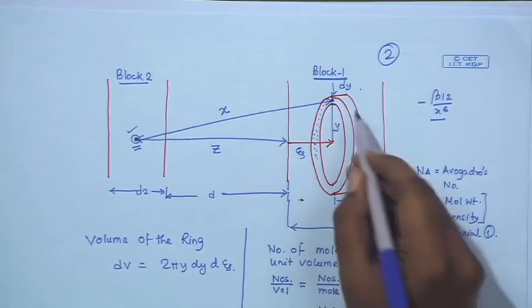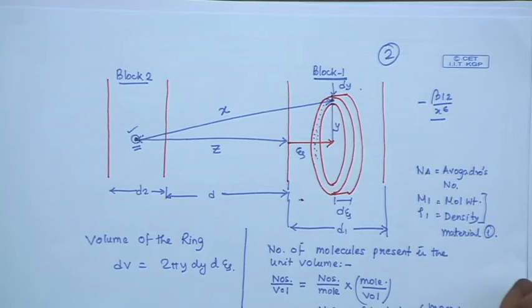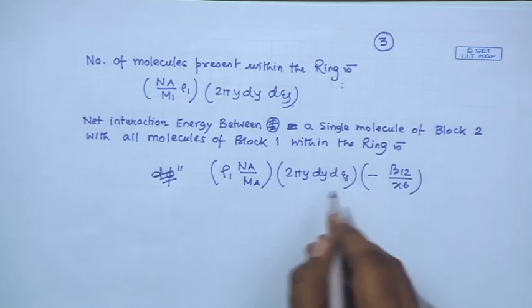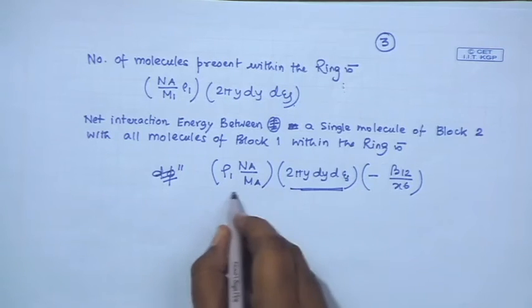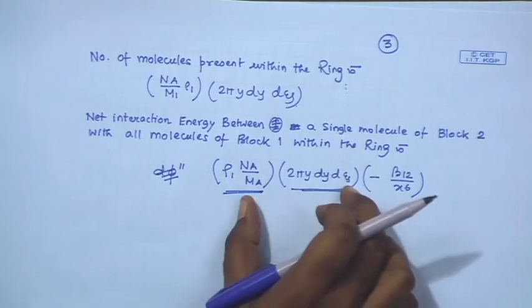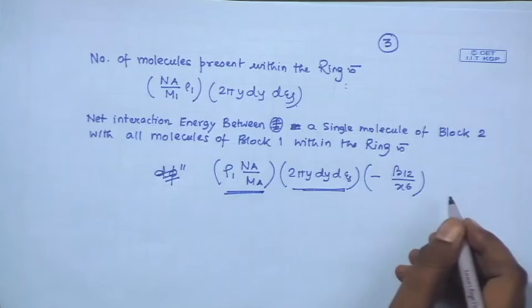So, what is the total interaction energy of one molecule of 2, that is this molecule, with all molecules of 1 that is present within the ring? You simply calculate the number of molecules present in the ring and multiply with this, and that is exactly what we have done. This part corresponds to the ring volume. This is the number of molecules present per unit volume. The product of these two gives you the number of molecules present within the ring element, and this is what you have.